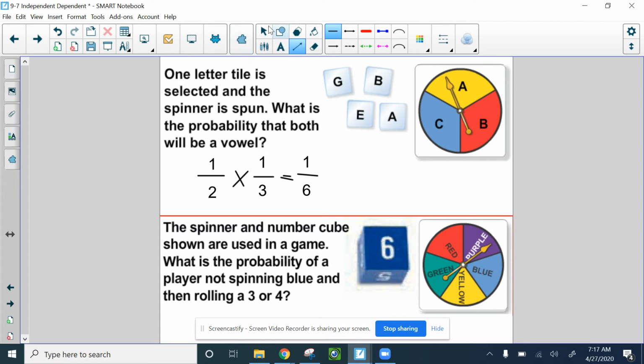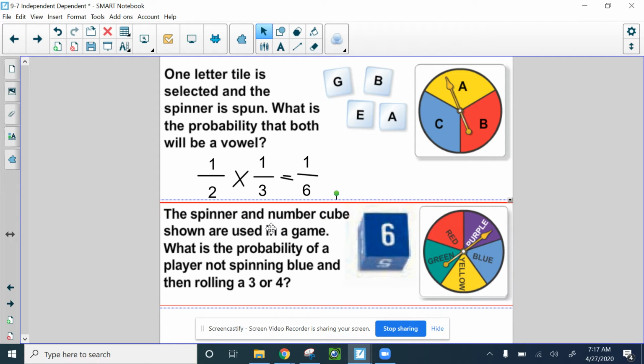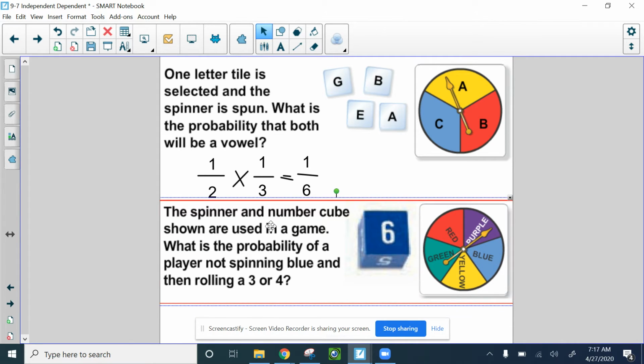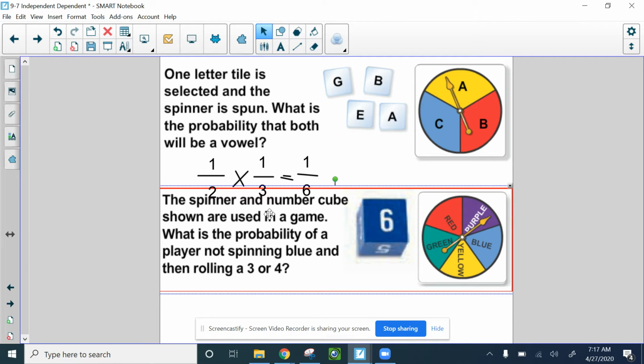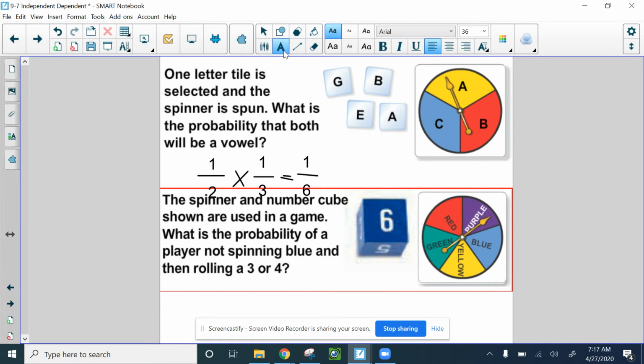Okay, my last one on this slide is if I have a number cube and a spinner. I want to know the probability of not spinning blue and then rolling a 3 or a 4. So when I look at this, again, I need to remember these are independent because what happens on the dice has nothing to do with the spinner. So my first step is what's the probability of not spinning blue? So not blue would be 1, 2, 3, 4 out of 5 different choices. So I have a 4/5 chance of getting not blue.